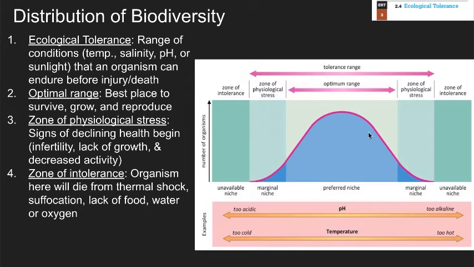And at some point, if you venture outside the optimum range, which is best, you get into the zone of physiological stress, which is not great for survival. Some organisms can survive there on the fringe, on the edge, but most organisms are going to experience signs of stress and poor health. All organisms at some point find a zone of intolerance where they go too far in one way. It's too cold to survive, too acidic to survive, or any of those things outside the range will ultimately lead to some kind of shock and death.